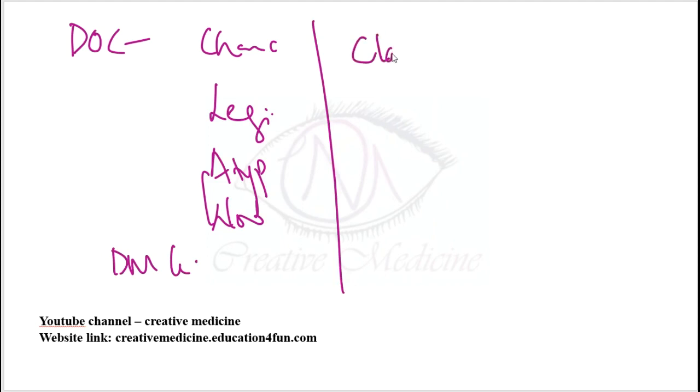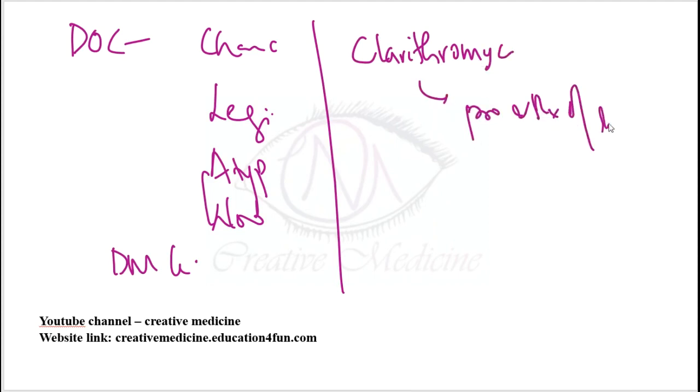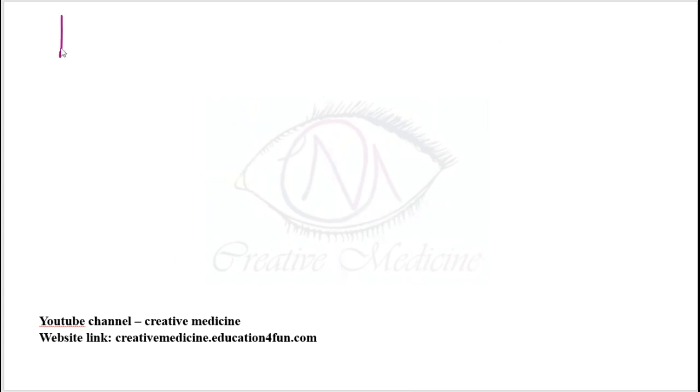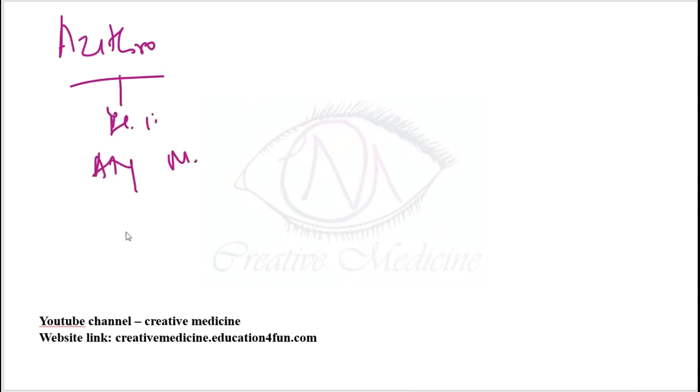And in Mycobacterium infections, we have a macrolide called clarithromycin, which is used in the prophylaxis and treatment of Mycobacterium tuberculosis. And spiramycin is a macrolide which is used as the drug of choice for toxoplasmosis in pregnancy. Then we have azithromycin. Azithromycin is used in Haemophilus influenzae. It is used in atypical mycobacterial infections. It is used in Toxoplasma gondii, and in chlamydia species we can use azithromycin.